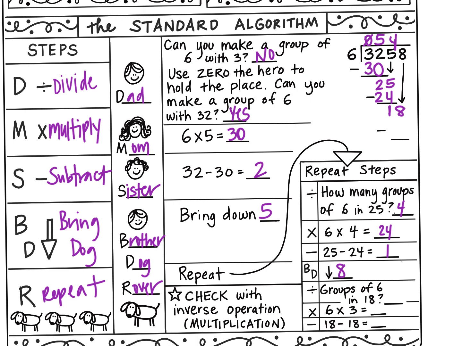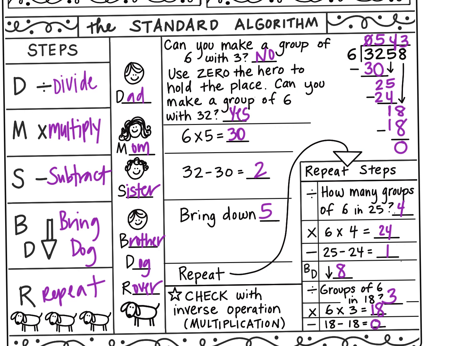And I repeat again. So how many groups of 6 are in 18? 3. Mom says multiply. What is 6 times 3? 18. Sister says subtract. What do I have left? 0.